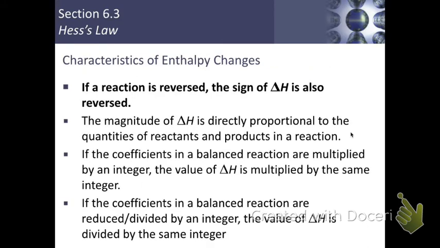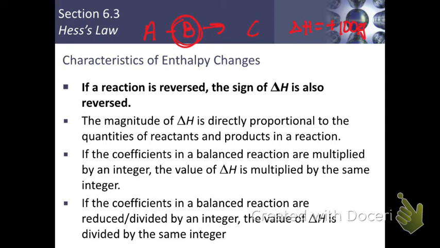If a reaction is reversed, the sign of delta H is also reversed. So if I have a mini reaction, let's say that I have a mini reaction that says A plus B yields C and delta H is positive 100 kilojoules. If I need B to be on my product's side in my big reaction, can you envision that?